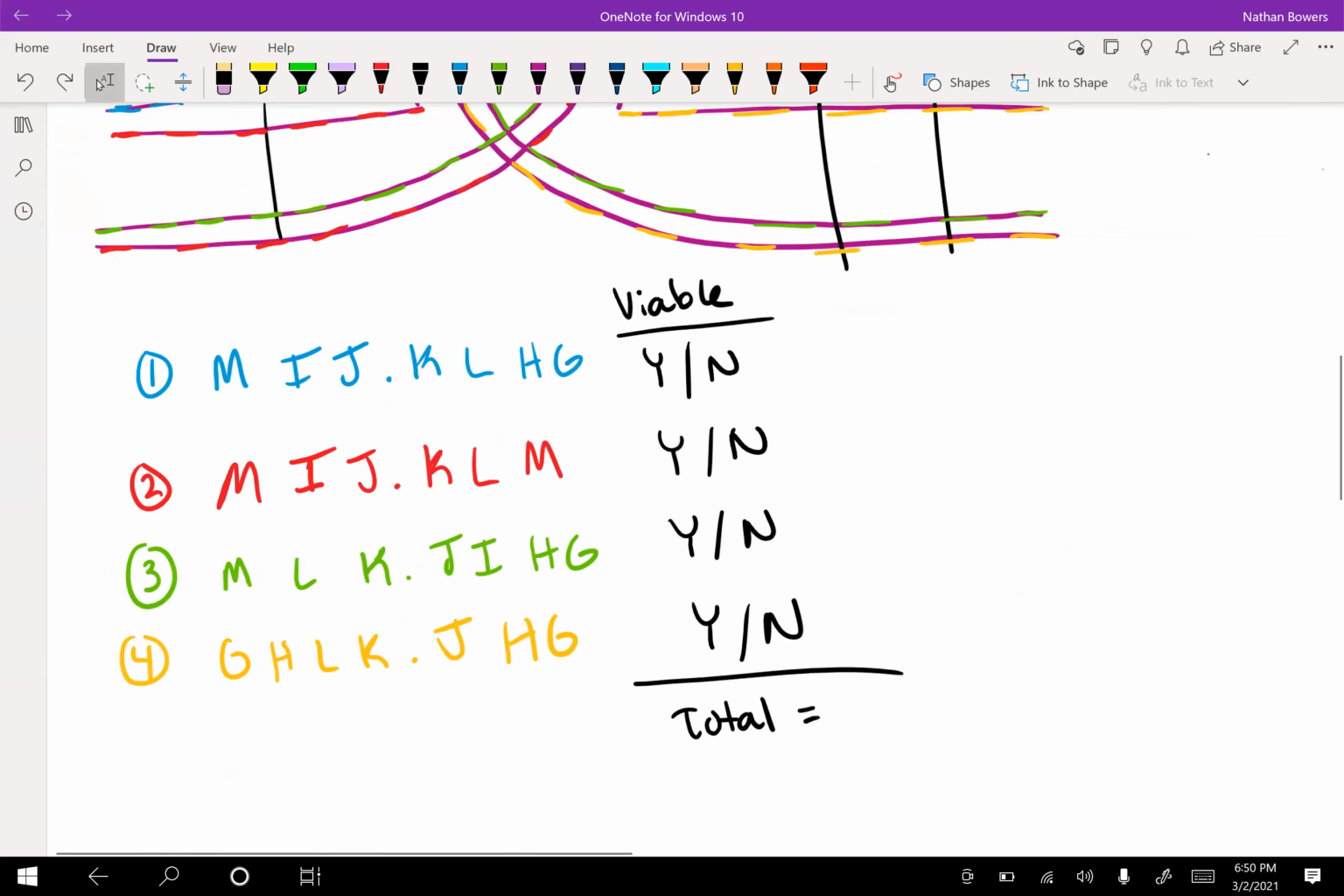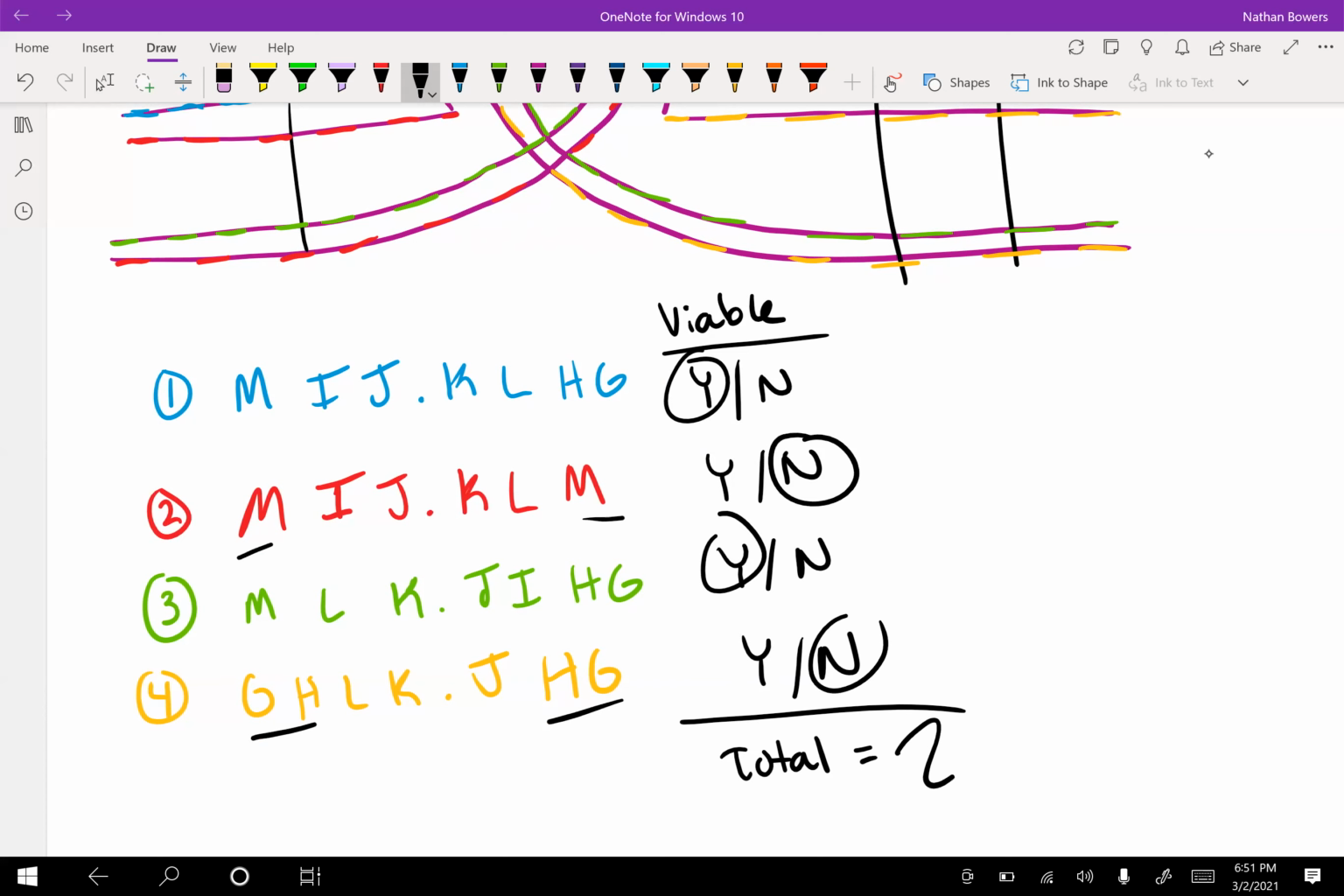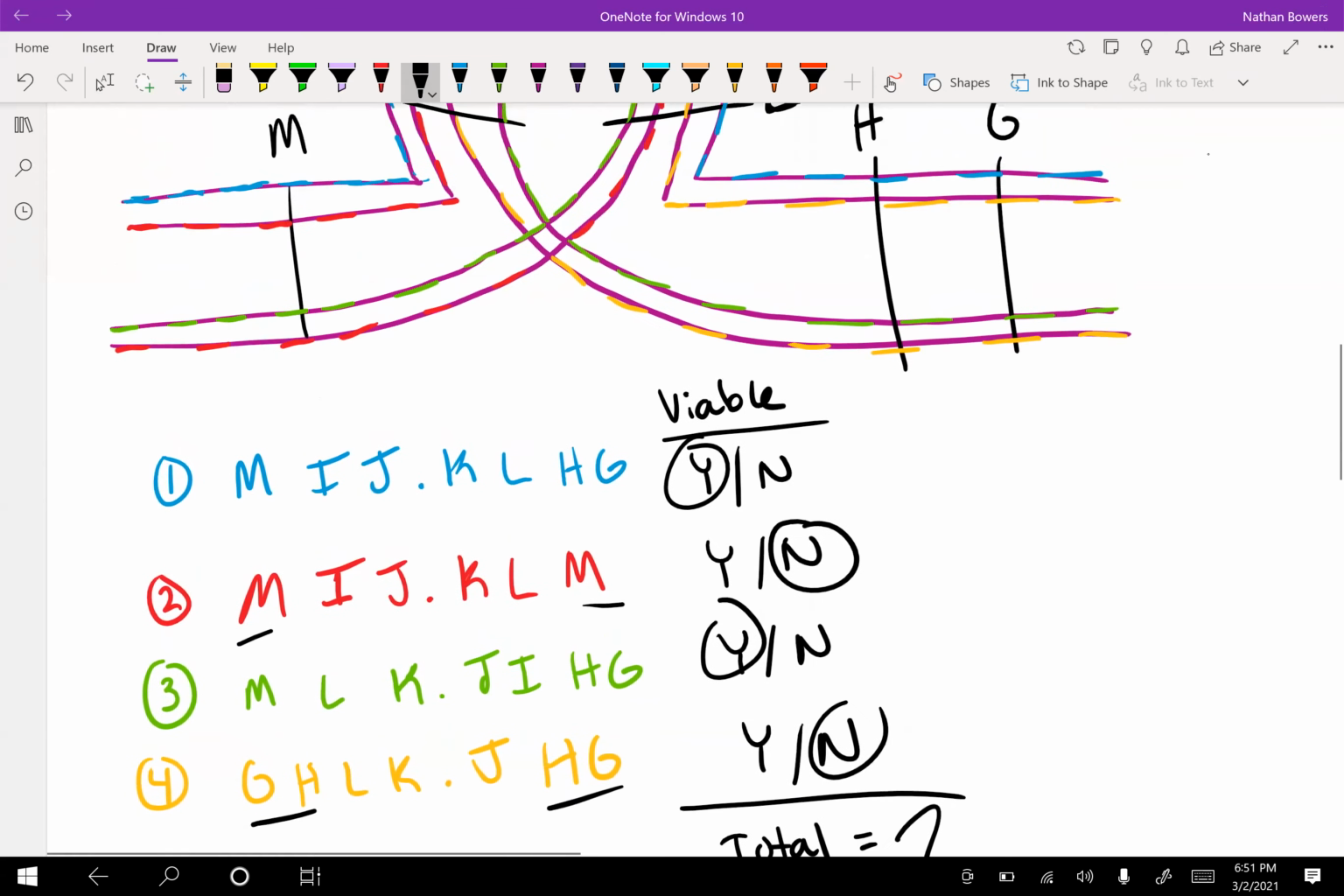So now to determine the viability of each of these chromosomes, we're going to see if they have a duplicate or they have more than one centromere. After looking at that, we can tell that strand 1 and strand 3 are viable. But strand 2 has a duplication of the M genes, and strand 4 has a duplication of the H and G genes. So we have a total of 2 viable chromosomes in individual 1.